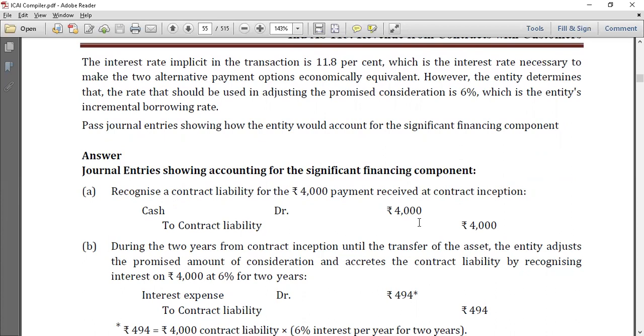First, you have to recognize a contract liability, that is your liability. First, you have to recognize the liability, then the amount will be received, right? Why are you recognizing a contract liability? Because after 2 years, you're supposed to deliver the asset to the customer, but the cash is received now only. So you have an obligation. So, cash to contract liability 4,000.